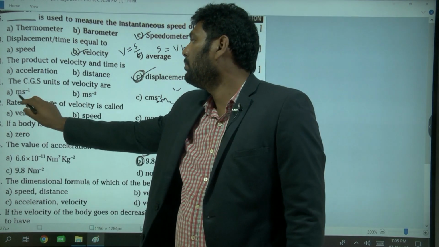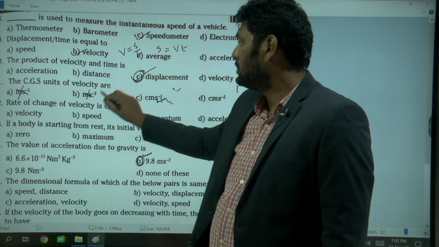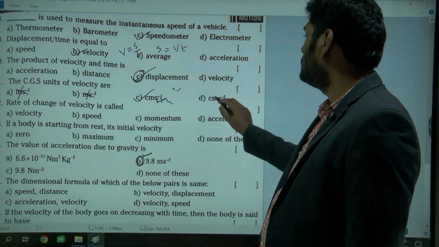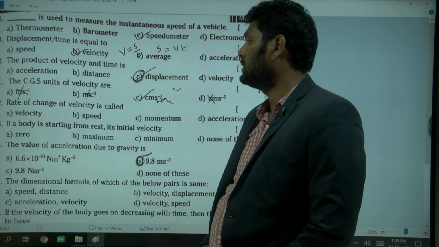Similarly, the CGS unit of velocity. The SI unit is meter per second, so it is not our answer. This is an acceleration unit, so this is not our answer. Now, this is your answer. This is the acceleration unit in CGS, so the third one is our answer.